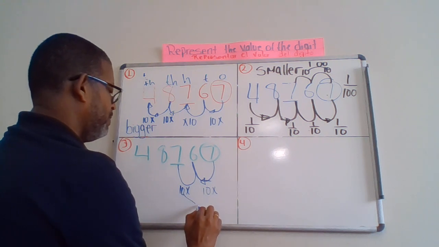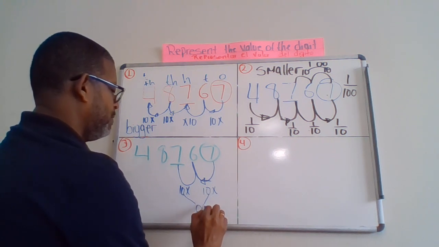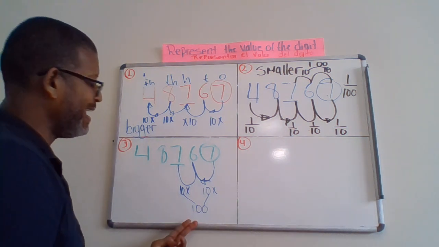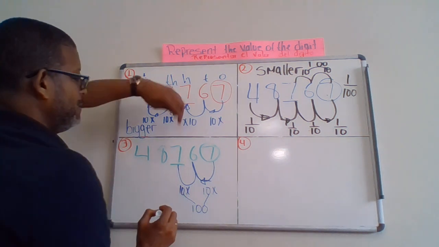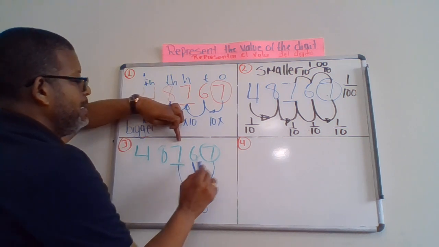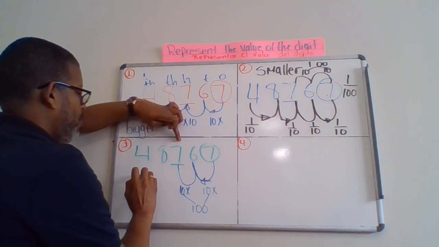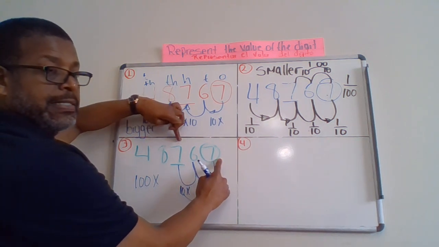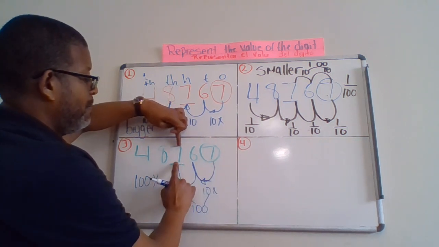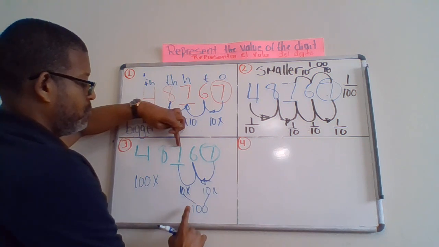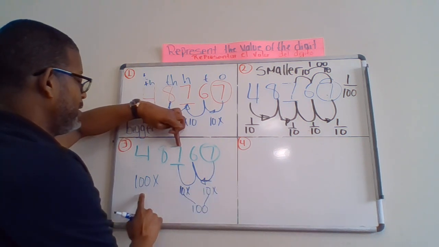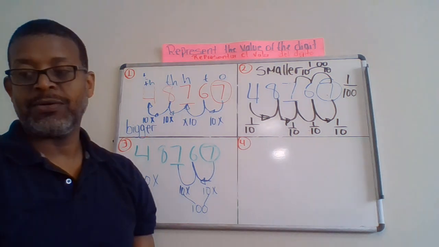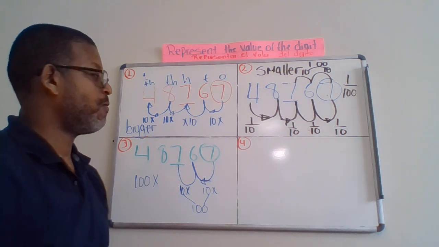So this 0 and this 0 will be 2 zeros. So this is indicating that this number 7 is 100 times bigger than this 7. Now let's see the next comparison the other way around.